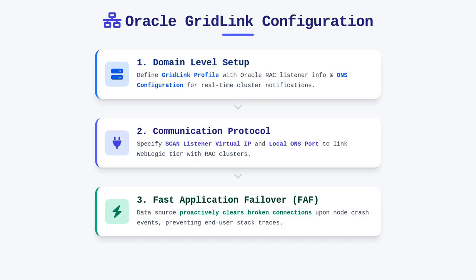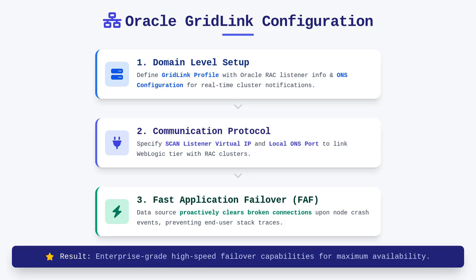Once the connection is established, the data source starts listening for events related to node crashes or listener failures that the RAC environment broadcasts. When an event signifies that a node is down, the data source proactively abandons or clears the associated connections before the application ever attempts to use them. This is a fundamental departure from typical connection pools that would otherwise attempt to hand off a broken connection, resulting in a stack trace for the end user. Proper configuration of these notification parameters is what enables the high-speed failover capabilities that GridLink is known for in enterprise environments.